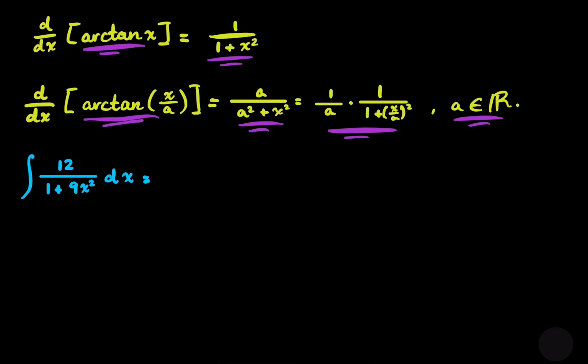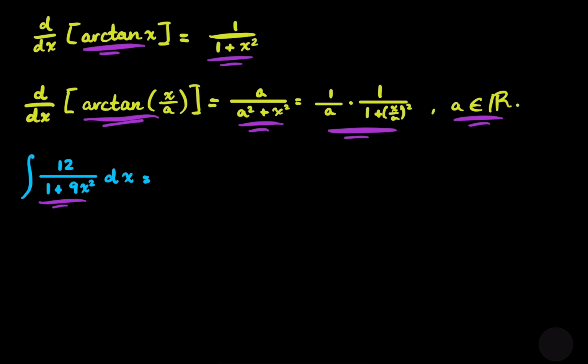So let's say we're taking the indefinite integral of 12 over 1 plus 9x squared dx. This one is slightly more advanced. We have an x squared in the denominator, but we don't have anything in the numerator, so we can't do a u substitution and get the natural log. Instead, what we're going to do here is try to get it in one of these forms, in the form of 1 over 1 plus x squared.